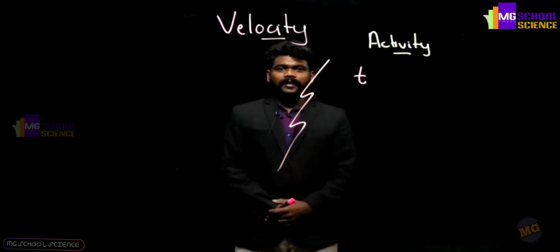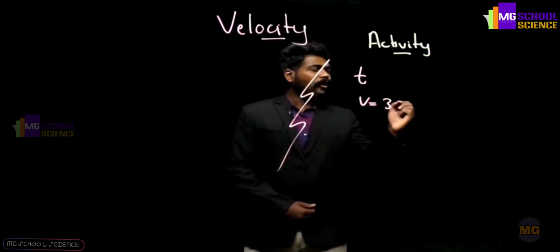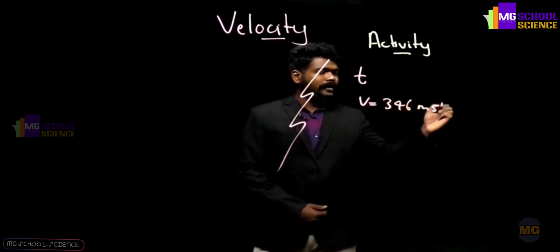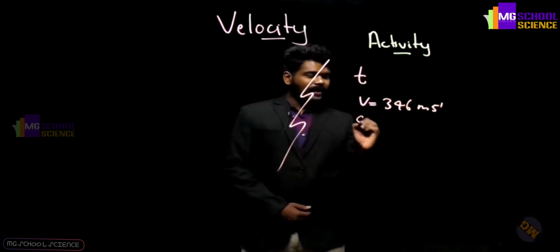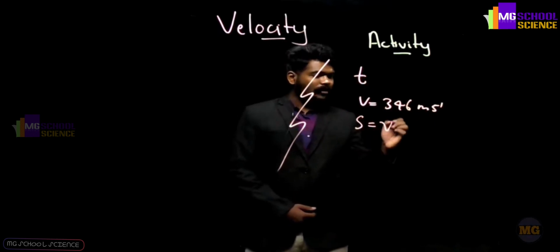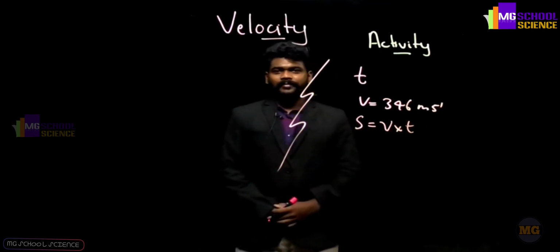Let the velocity of the sound of thunder be 346 meters per second. Therefore, you have the velocity, you measure the time, then you can easily find the distance as velocity into time. Please find it.